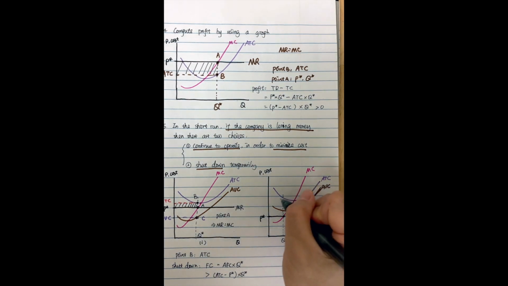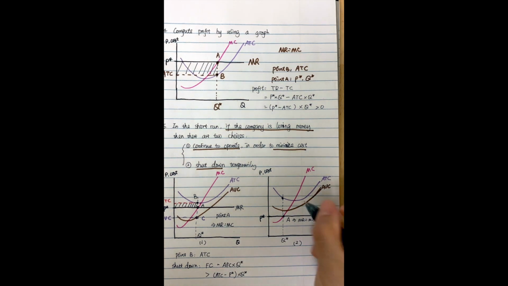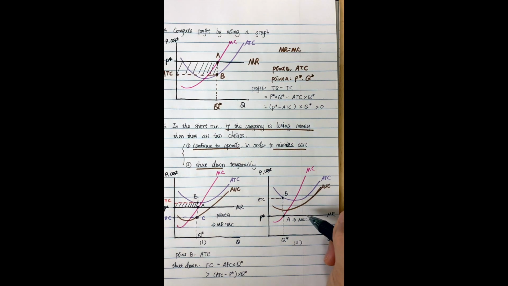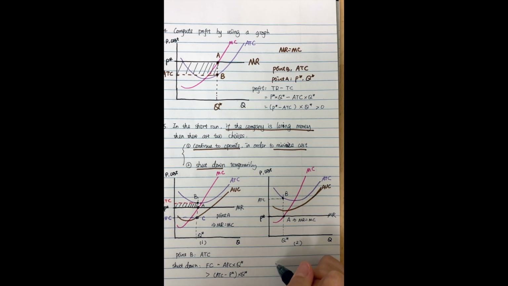And then you can find the corresponding point on the average total cost curve. So point B here, we can find the average total cost, right? Therefore, if the firm chooses to operate, the loss will equal average total cost minus P star, times Q star. Okay, so this will be the firm's loss.